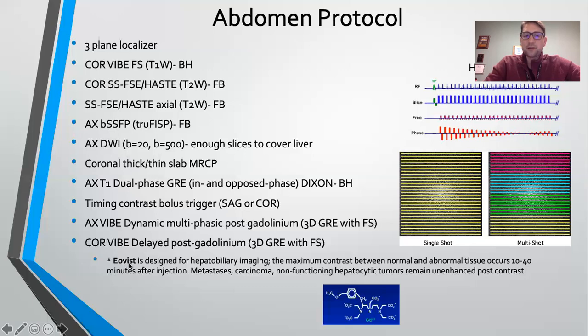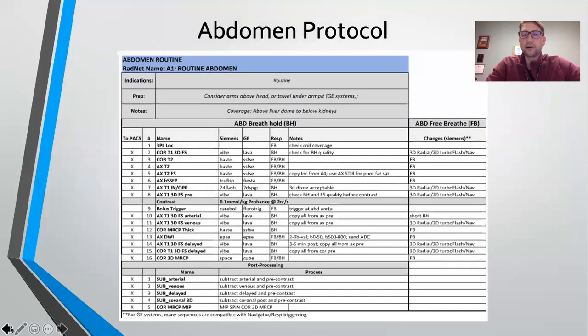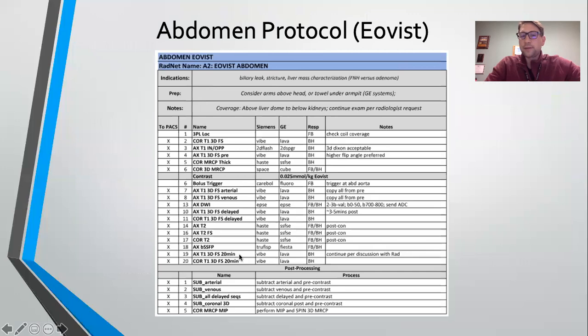So here's just a quick reminder of what EOVIST is. It's a hepatobiliary imaging contrast. And the maximum contrast between normal and abnormal tissues usually occurs at 10 to 40 minutes past injection. That's why on the EOVIST protocol, you saw 20 minutes, because this is an average. So we might be able to see that lesion highlight 20 minutes post-contrast, but it still might not highlight. So even if you do this 20-minute scan, you're not done. Call the rad, make sure they have everything that they need, and then they'll tell you whether or not to get the patient up or not.